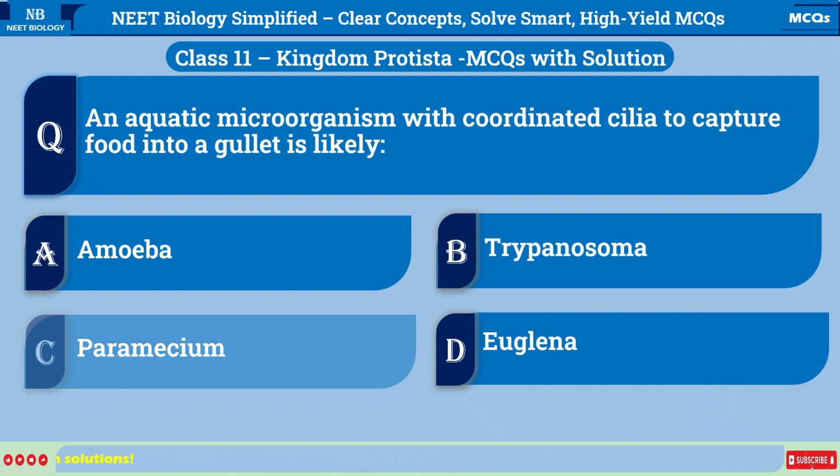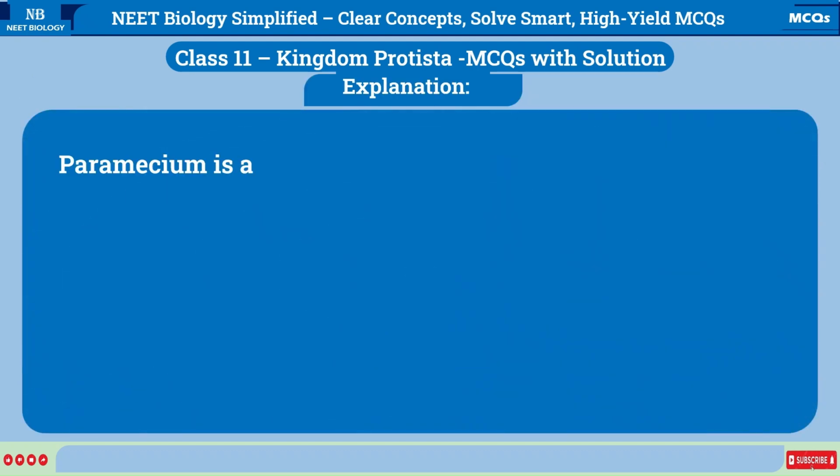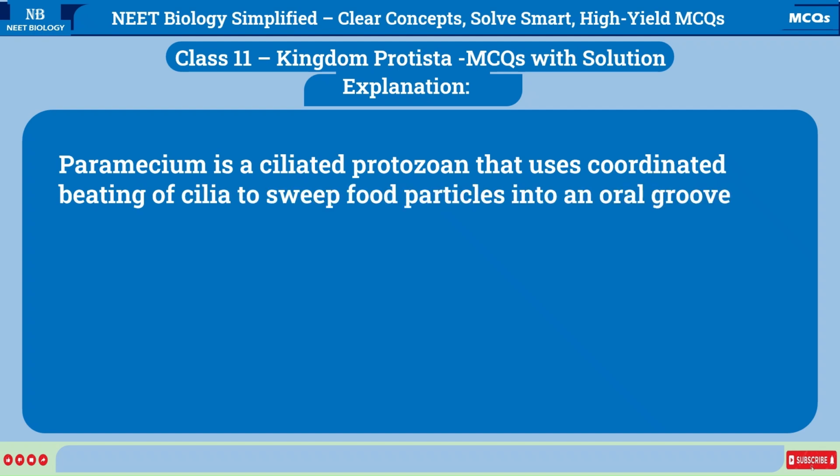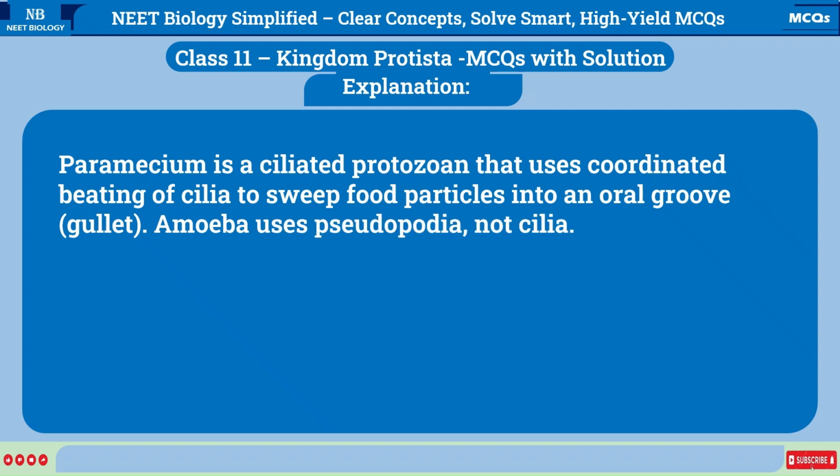Correct answer is C. Paramecium. Explanation: Paramecium is a ciliate protozoan that uses coordinated beating of cilia to sweep food particles into an oral groove, gullet. Amoeba uses pseudopodia, not cilia.